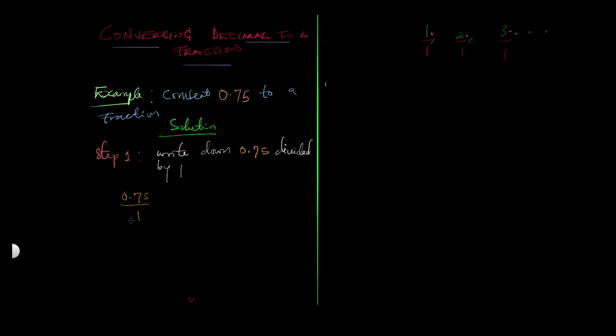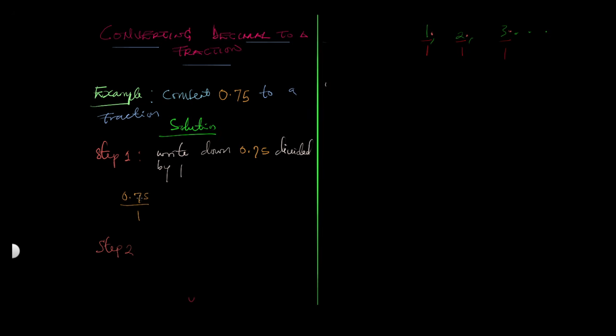And then step 2, we have to multiply both the top and the bottom by 100, because why? There are 2 digits after the decimal. So after writing this one down, you take step 2.